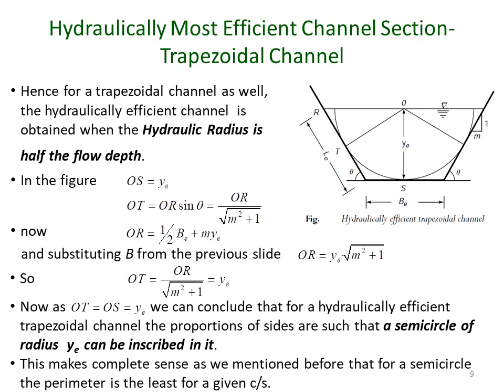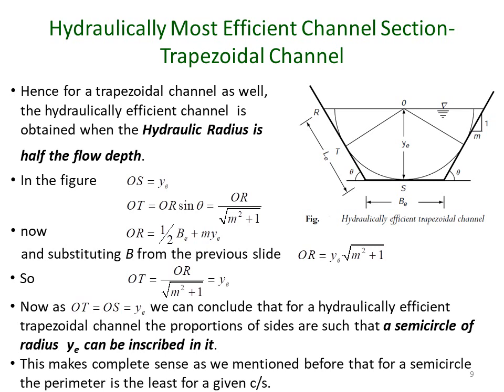Now let's look at the figure again. In the figure of the trapezoidal channel, you can see that OS gives the flow depth, that's YE. OT here can be written as OR into sine theta, and sine theta can be written as 1 by root under m square plus 1. So OT equals OR by root under m square plus 1.